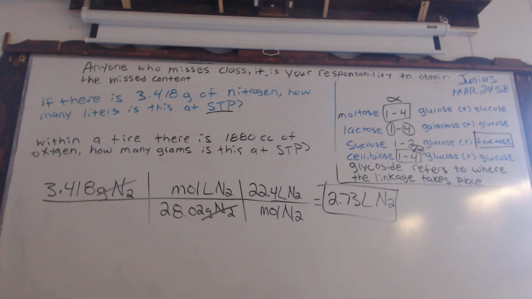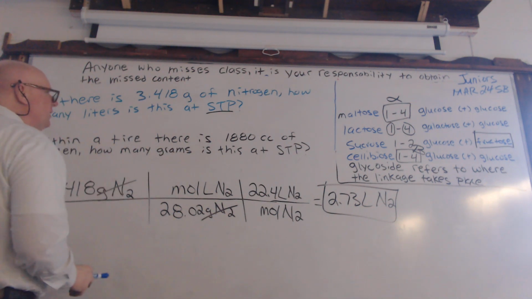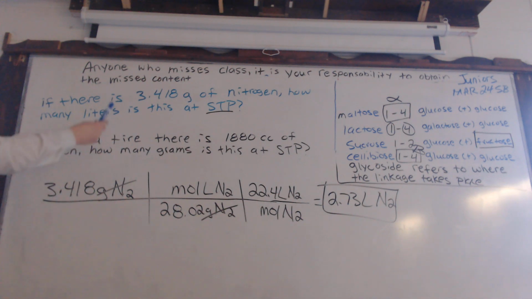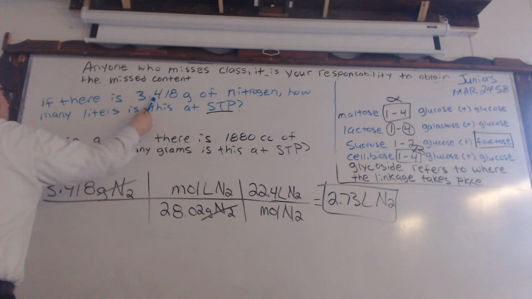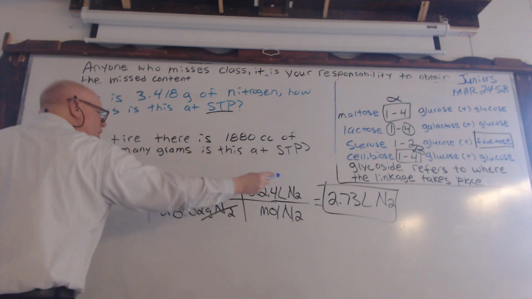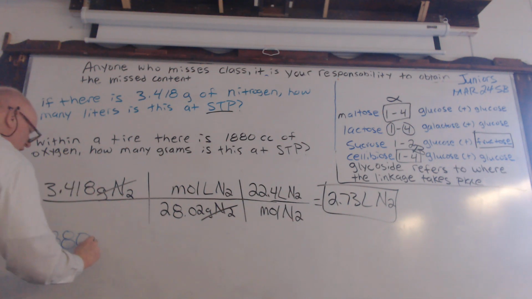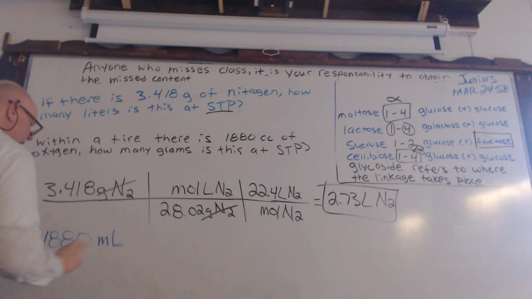So cubic centimeters is the same as a milliliter, but we have this oxygen. So how many grams is this at STP? Notice here we started with a mass, we converted to a volume. Now we're starting with a volume and we're going backwards and can convert that to a mass. So we have 1880. Now, when you see cubic centimeters, we can make this intuitive leap and say that is milliliters, so that makes this just a little more tricky.